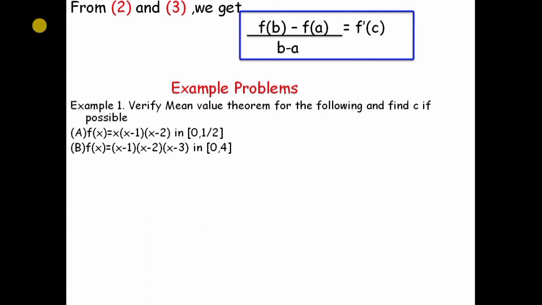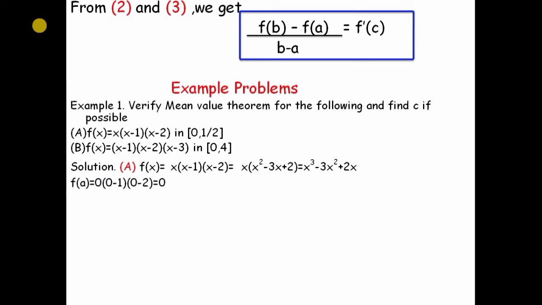Now verify the mean value theorem and find c if possible. Using Lagrange's mean value theorem, we find the point where the slope of the chord and the slope at that particular point should be the same. So let's find the c, what point we will get.